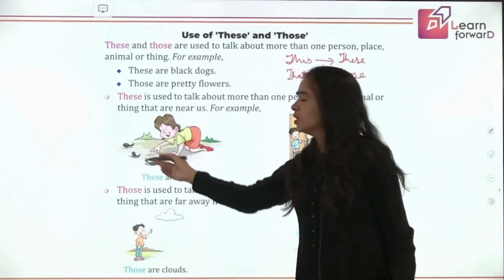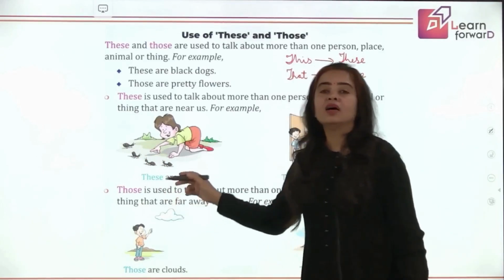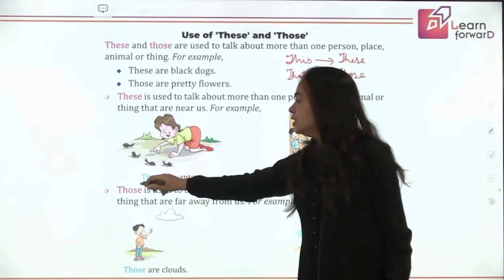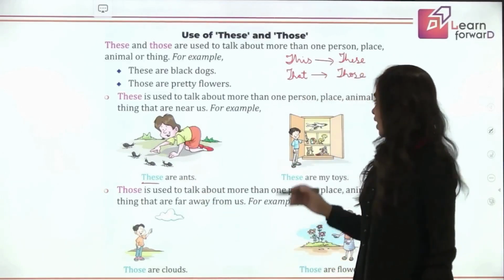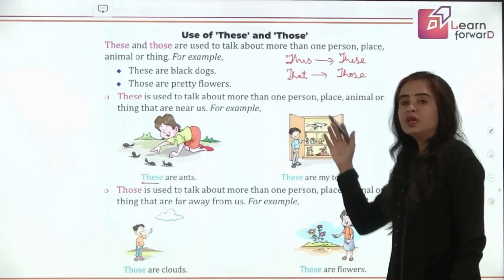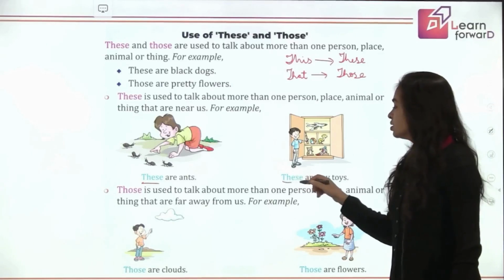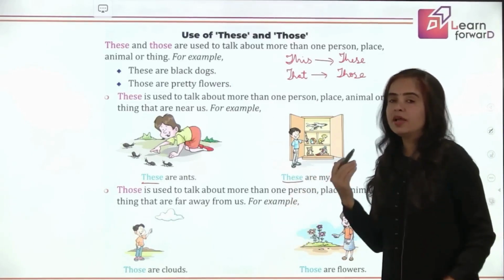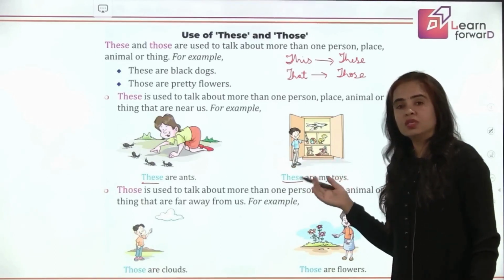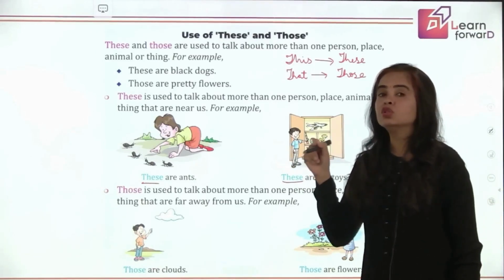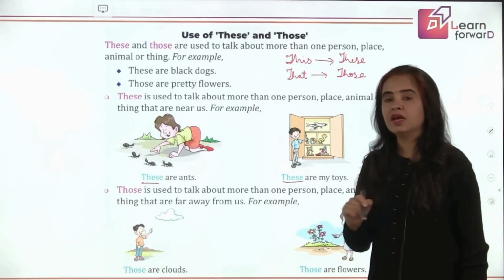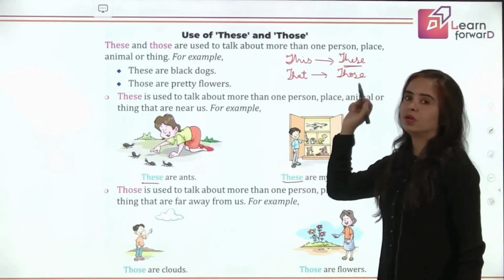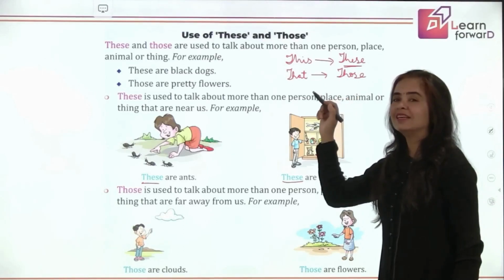See, the girl is pointing out to the aunts and she's sitting closer to them. So she is saying, these are aunts. And look at this boy. He's showing his toys. So he's standing closer to them. He's saying, these are my toys. So the things are closer and we are pointing out to plural naming words here that are closer. So we are using these in plural. And in singular we used this.